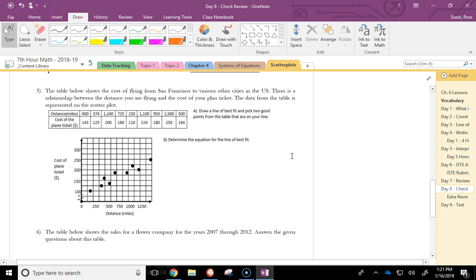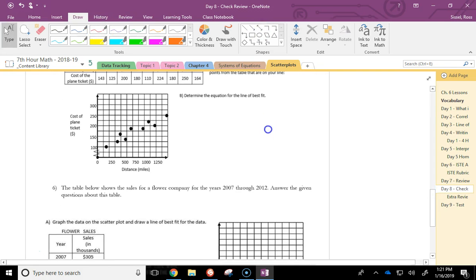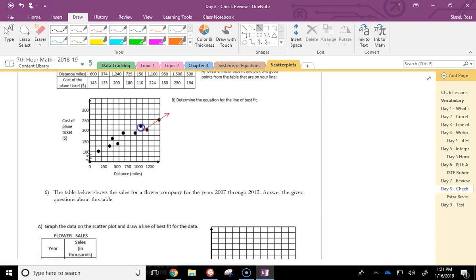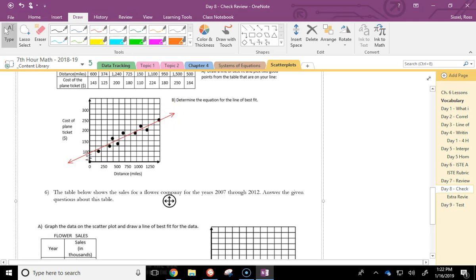A, draw the line of best fit and pick 2 good points from the table that are on your line. So we're going to do this together. I know you have yours, but let's look at mine because I'm going to call some people up to do this. I'm going to still use red, and I'm going to try and put my line here. So my line of fit, maybe somewhere like that.